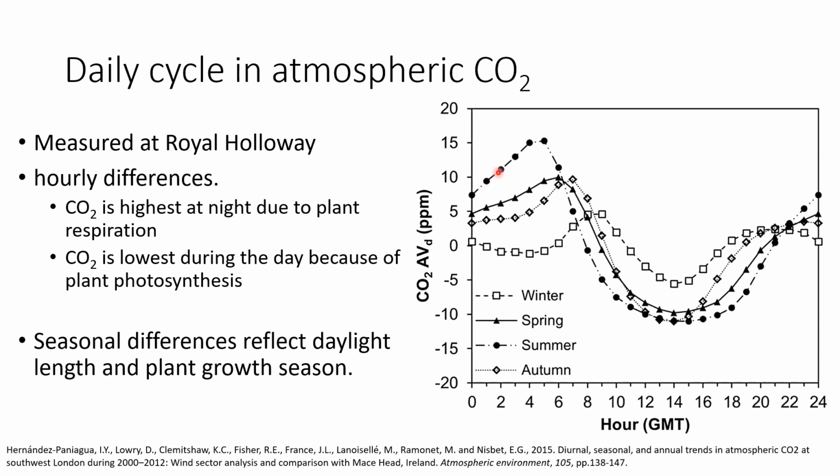Now, you might say, well, why do we have differences between the different seasons? Well, this was measured in southern England at Royal Holloway, where I work. And what we can see here is a change in the peak and the low values between summer in the black dots and winter in the clear squares here, or the white squares. And what we're really seeing here is a difference in the growth season and daylight in plants. So we're seeing much lower values of plant activity in winter than we are in summer. And therefore, there's far less of a change between night and day within those signals. Okay, so that's a very rapid transfer between different stores of carbon.